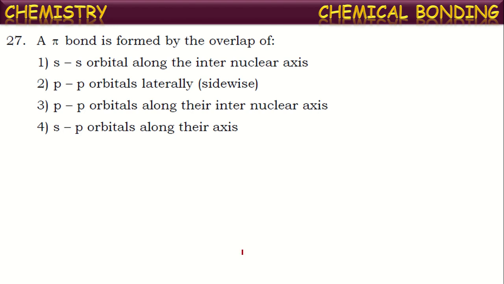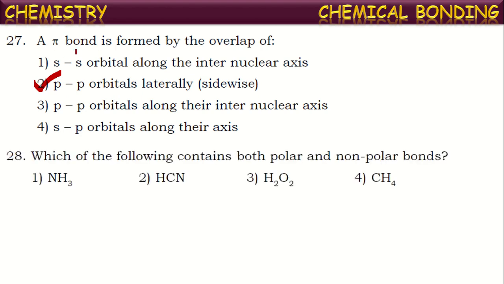So generally, p orbitals participate in the pi bond formation. So when p-p orbitals overlap laterally, then they result in the formation of pi bonds. p-p orbitals, when they overlap laterally, that is called sidewise, then they result in the formation of a pi bond. Okay, next. Which of the following contains both polar and non-polar bonds?